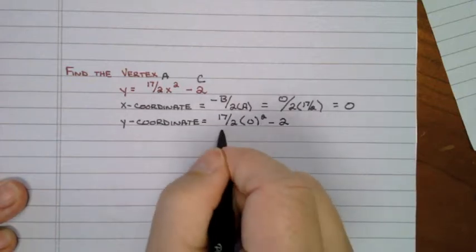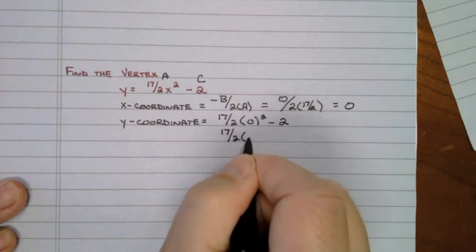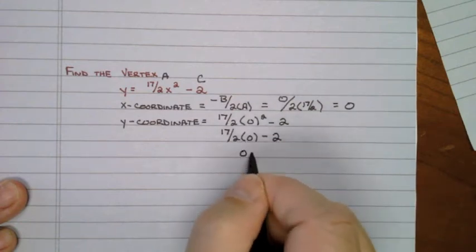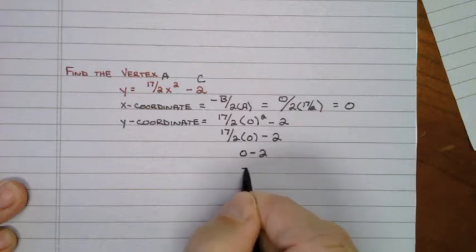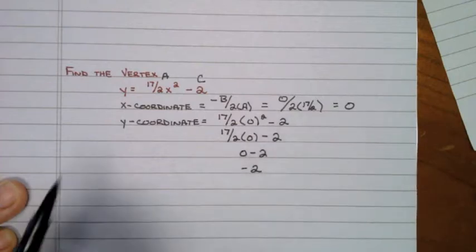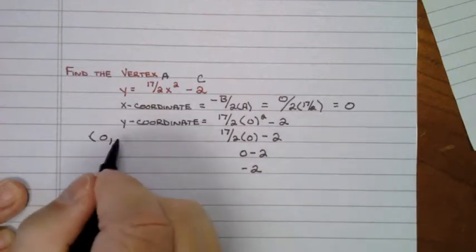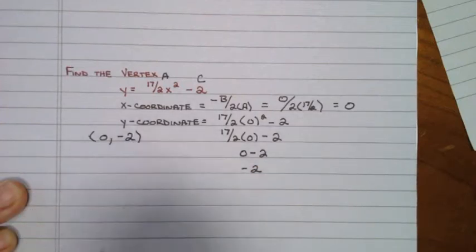0 squared is still 0. 0 times this number is 0. 0 minus 2 is negative 2. So my vertex for this, my x-coordinate is 0, and my y-coordinate is negative 2. That's how you find the vertex of a quadratic equation.